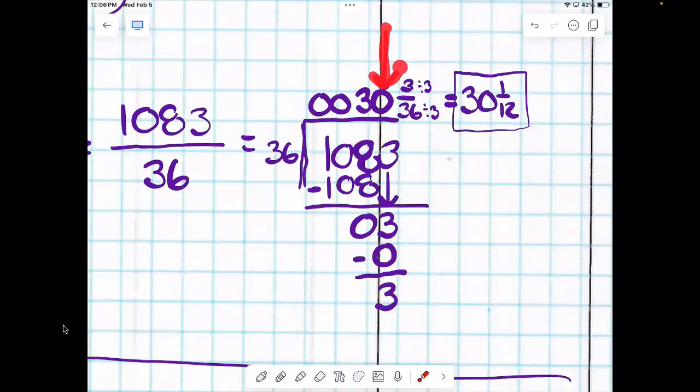Too many times kids will forget to put the 0 here. It's not 3 in the ones place, it's 30. Yes? And then obviously we have to reduce 336 to 112. Good?